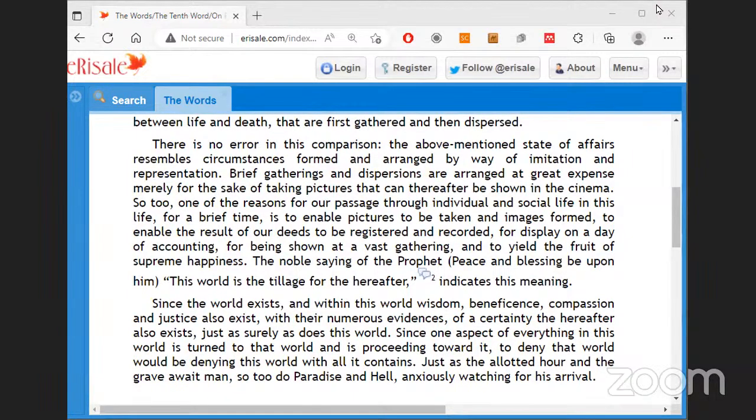The noble saying of the Prophet ﷺ, "This world is the tillage for the hereafter," indicates this meaning. Since the world exists, and within this world, wisdom, beneficence, compassion, and justice also exist, with their numerous evidence of a certainty, the hereafter also exists, just as surely as does this world. Since one aspect of everything in this world is turned to that world and is proceeding toward it, to deny that world would be denying this world with all it contains. Just as the allotted hour and the grave await man, so too do paradise and hell, anxiously watching for his arrival. We can stop here.